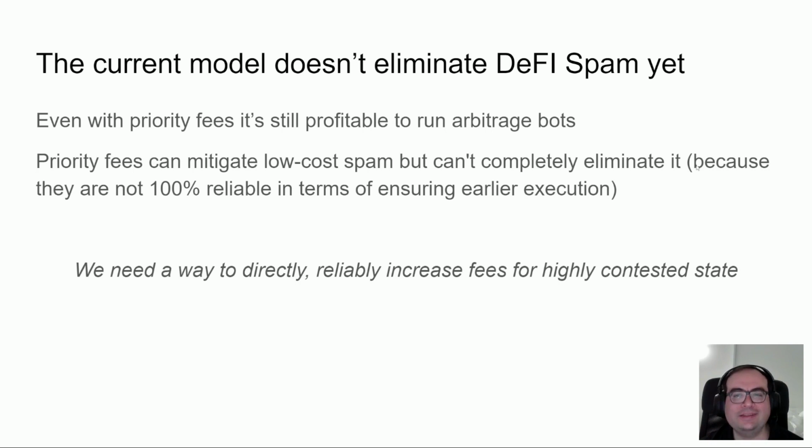In short, because of the way priority fees work today with how the scheduler in Solana works today, they're still not 100% reliable in ensuring earlier execution. So let's say that you see an arbitrage opportunity and you want to make sure that you capture it before all others. It would be nice to know that if you offer a priority fee that is high enough, you will get in earlier than all the others. But that's still not entirely true.